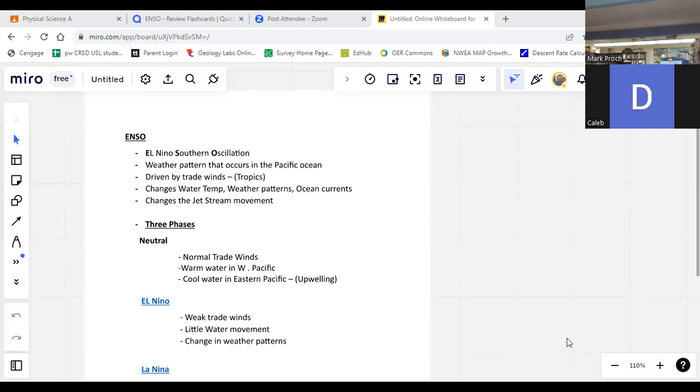Okay, and it occurs in the Pacific Ocean, starts in the south, just below the equator, near Chile, and works its way over to Australia. It's really a big thing in Australia. And it changes mainly water temperature, which changes everything else. Okay. And when it changes the water temperature, the weather patterns change, the ocean currents change, and it just changes a whole bunch at once. And it's connected to the jet stream movement. We'll look at that in a minute.